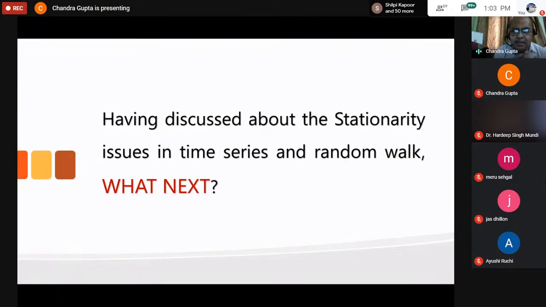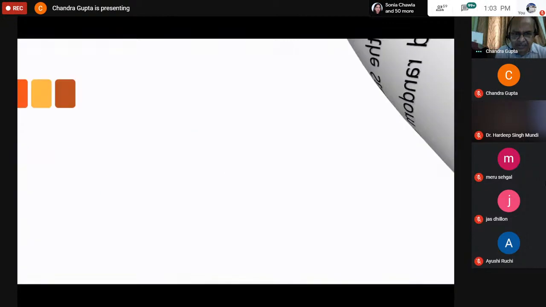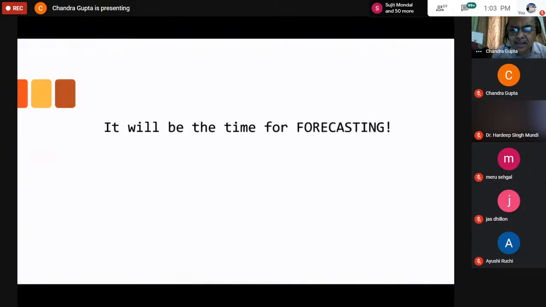Having discussed stationarity issues in time series and random walk, what is the next thing you have to discuss? And that is forecasting. And that will be discussed in the next session.